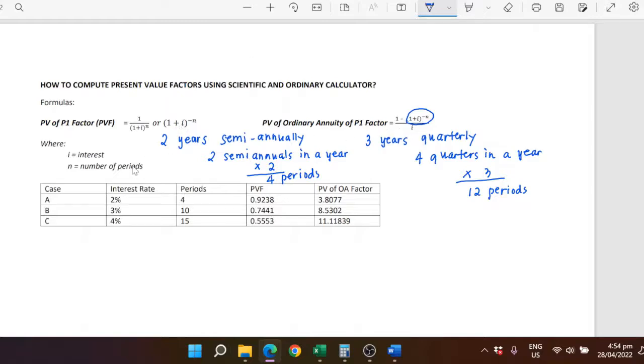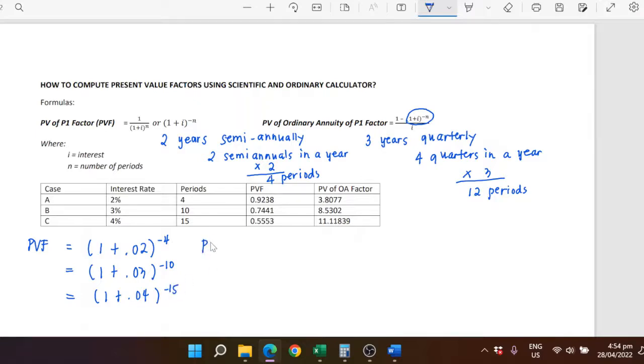Okay. Let's try to substitute the numbers here for each of the cases to the formulas. For the present value factor, for case 1, let's use this second formula. So that's 1 plus 0.02, that's 2%, to the power of negative 4. For the second case, that's 1 plus 0.03 to the power of negative 10. And for the third one, we have 1 plus 0.04 to the power of negative 15.